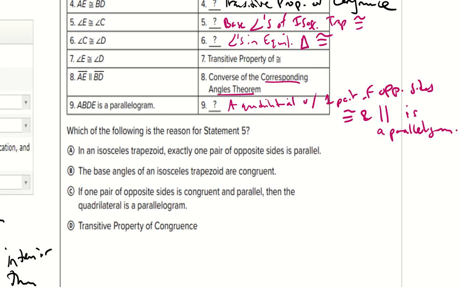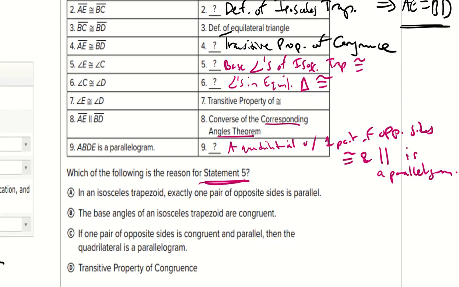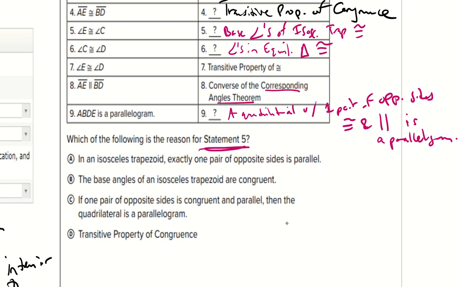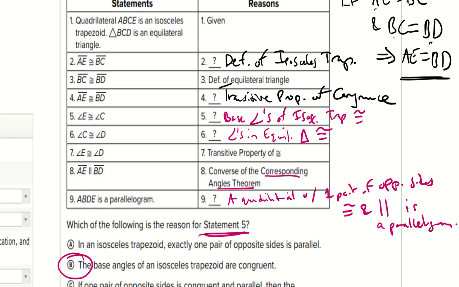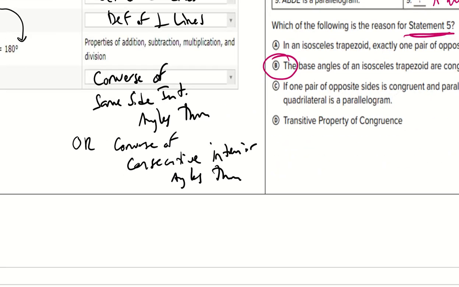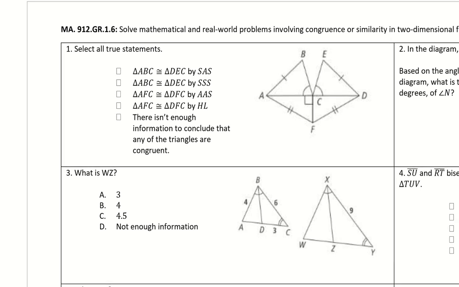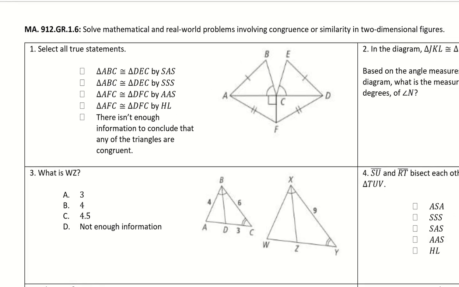at number 5, right? It says here statement 5. So for statement 5, we know that the base angles of an isosceles trapezoid are congruent. All right, I do want to go through the entire proof just in case they ask you for a specific question on there other than step 5. All right, so next one. Select all the true statements.